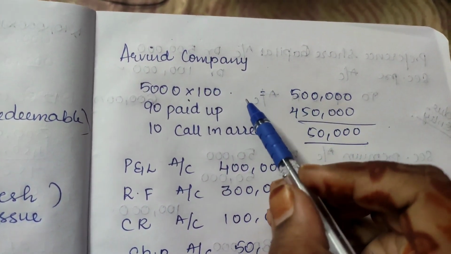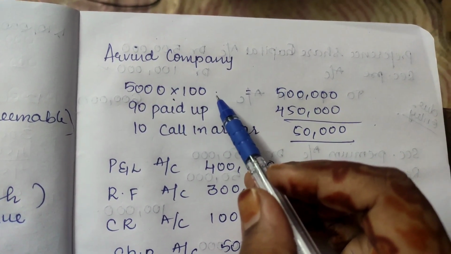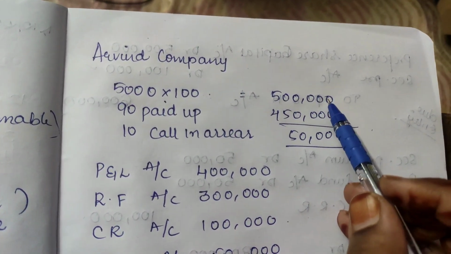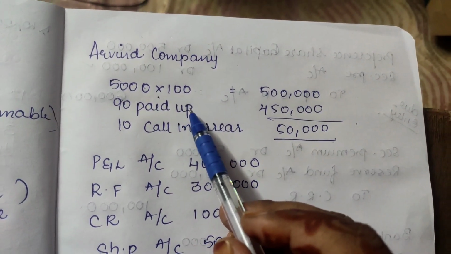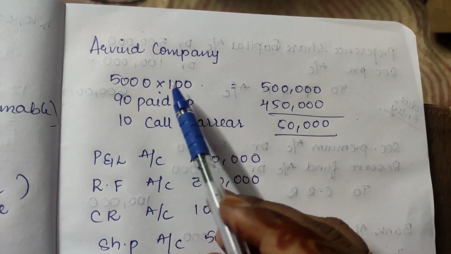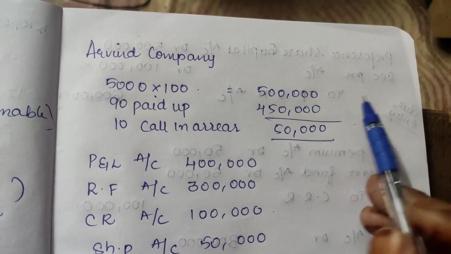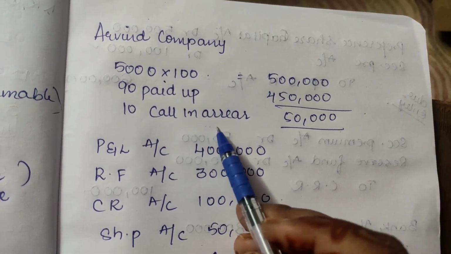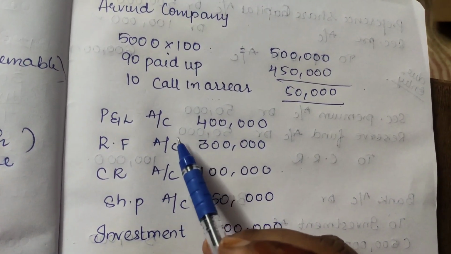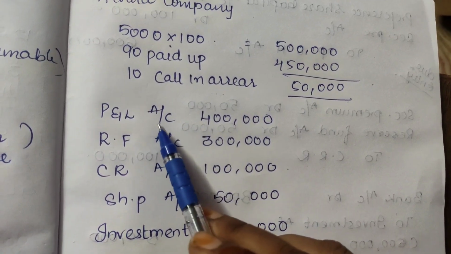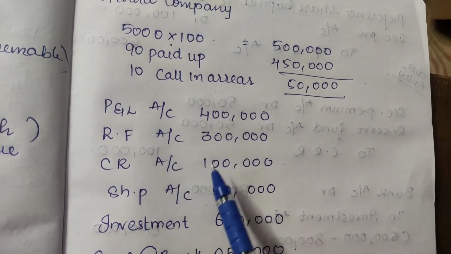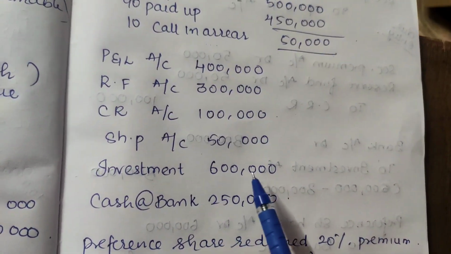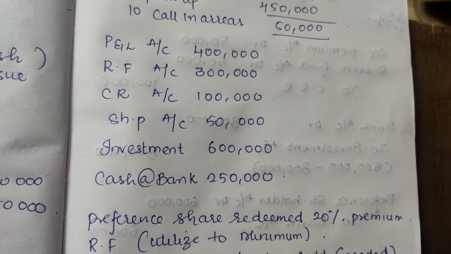Arvind Company has redeemable preference shares of 5,000 with a value of 100 each share, which is 5 lakh. In this, 90 has been paid up. 5,000 into 90 is 4,50,000, which is paid. So 50,000 remains in calls in arrear, which has to be received. And we have certain amounts in the reserves, like 4 lakh in profit and loss account, reserve fund 3 lakh, capital reserve 1 lakh, and share premium 50,000. Investment is also 6 lakh, and cash at bank 2,50,000.